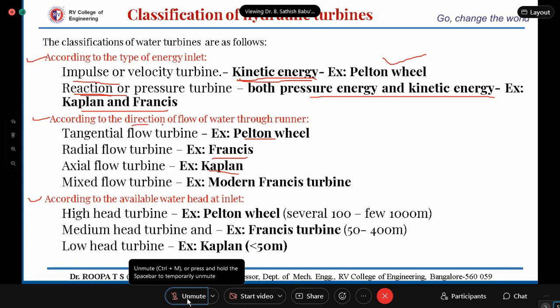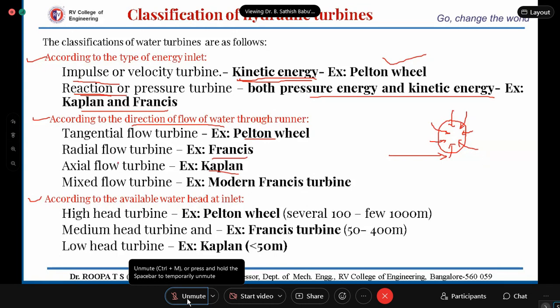Based on the direction of flow of water, we have tangential flow, radial flow, axial flow, and mixed flow, which means how the water is entering into the turbine. If I say this is the turbine, and the water is entering like this, tangent to the turbine, it is tangential flow. Next is radial flow. If this is the turbine and water is entering radially inward from all the directions, then I say it is a radial flow, meaning how the water is entering into the turbine in the rotor casing.